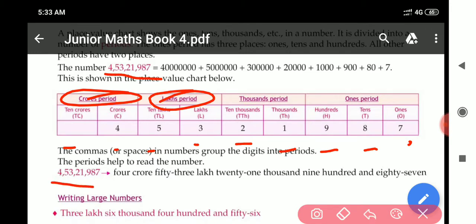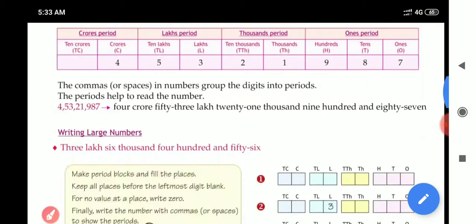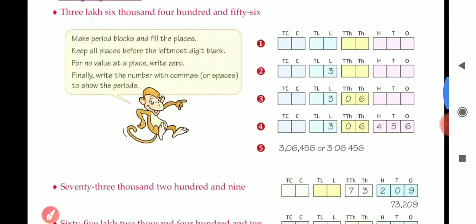So to write down this number, what do we do? We put the comma after 3 digits, then after 2 digits and 2 digits. So how do we write it? 4 crore 53 lakh 21,987. Like this, we write down the large numbers in figures.